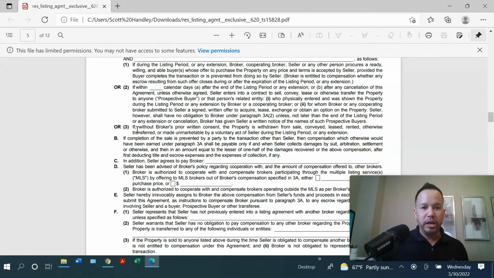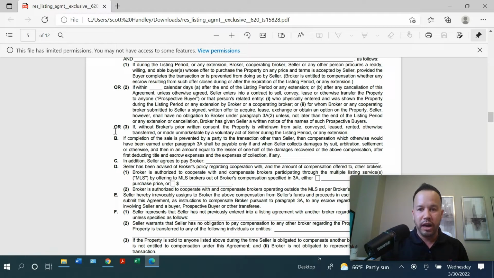Or number 3 here, if without broker's prior written consent, the property is withdrawn from the sale, conveyed, leased, rented, otherwise transferred, or made unmarketable by a voluntary act of the seller during the listing period or any extension. Okay, so you have a right to the commission or some sort of commission if the seller cancels early on you, because you're invested in this.